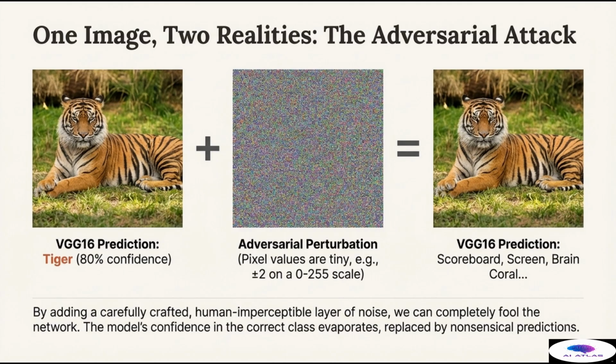However, the tiny, calculated perturbation has completely shattered the network's internal representation. VGG16's confidence in the correct class evaporates, and it produces wildly nonsensical predictions, such as scoreboard, screen, or brain coral. This stark failure confirms that the network is relying on fragile, high-dimensional patterns that differ fundamentally from the robust, semantic knowledge employed by human vision.